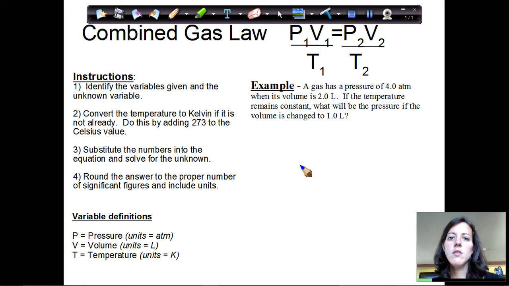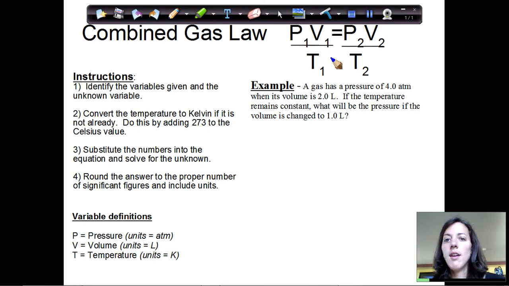Alright, in this video you are going to learn how to use the combined gas law. The combined gas law is P1 V1 over T1 equals P2 V2 divided by T2. So we have pressures, volumes, and temperatures in ones and twos. What the 1 means is before a change and the 2 is after the change.